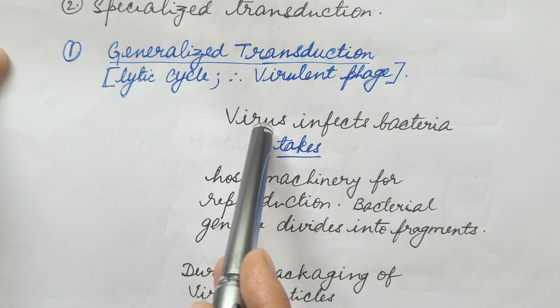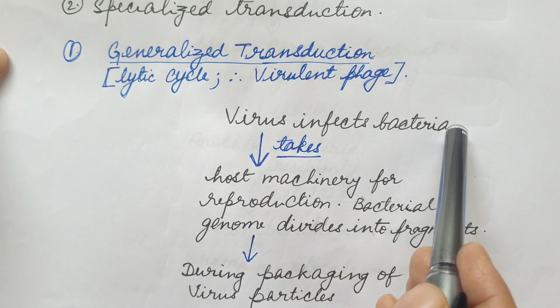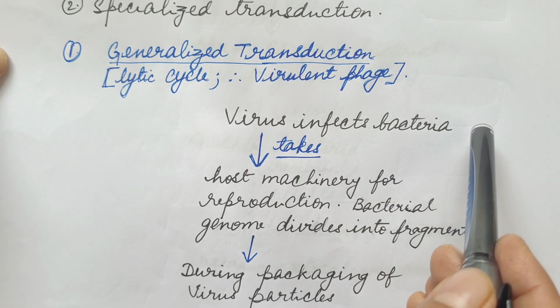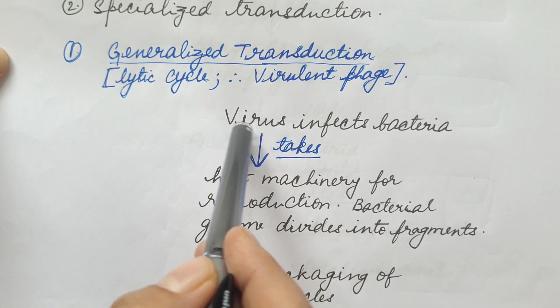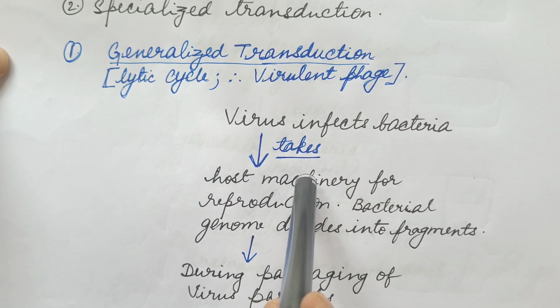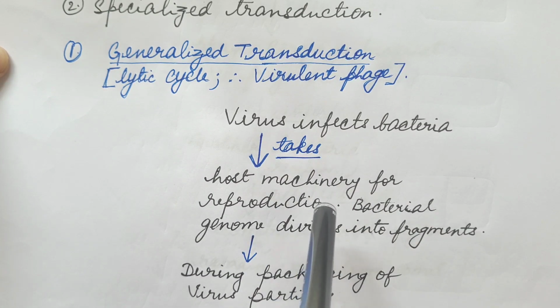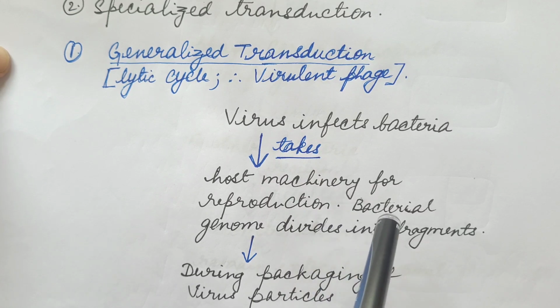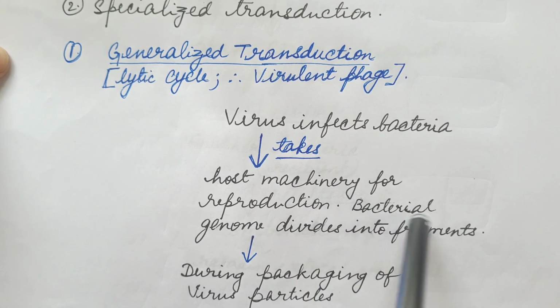So in this virulent phage infects bacteria. This bacterium is the donor cell, and it injects its genetic material. Then it takes the host machinery for reproduction and forms new virus particles. In this process, what happens?